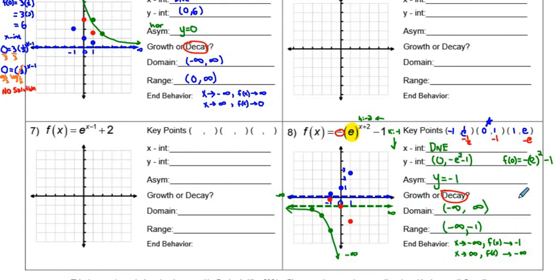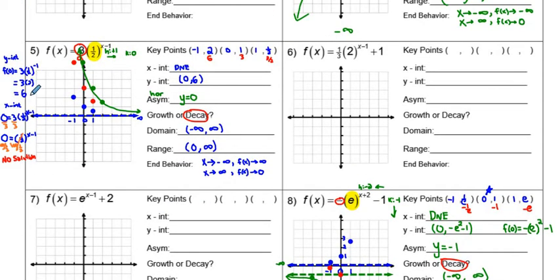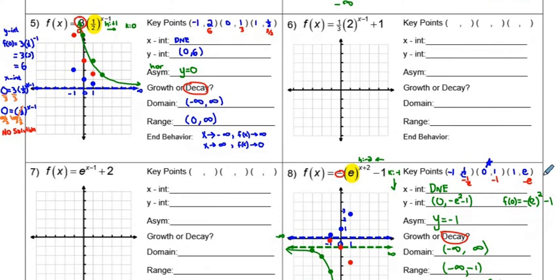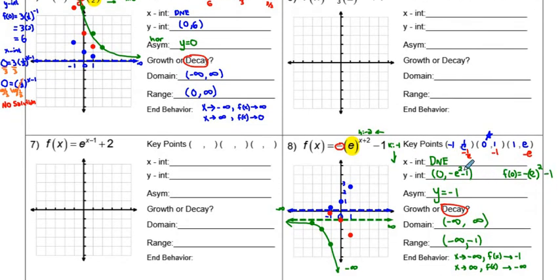Now in this problem, I have a crazy y-intercept, right? It's -e squared minus 1. And that's not a problem. And actually, in many ways, it's actually easier. Up here, I had to actually do math and figure out that it was 6. Over here, I just have to write that down, right?